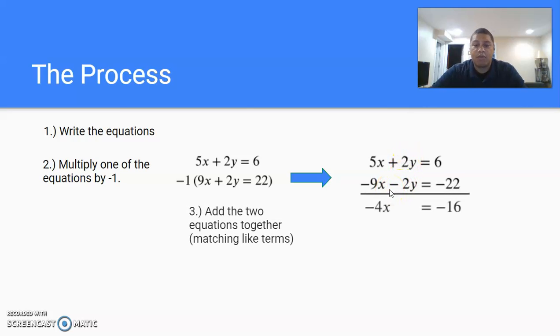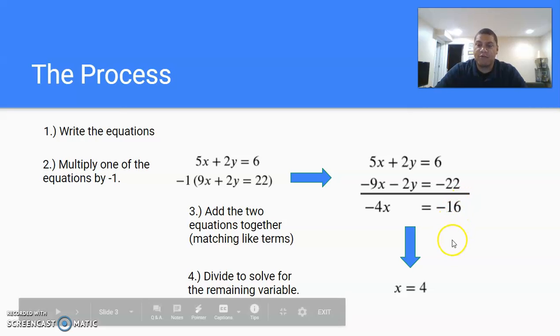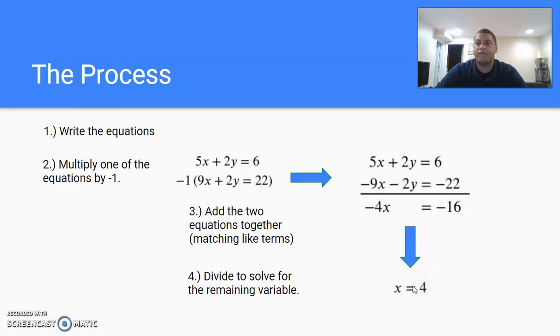So now step 3 is just like step 2 from yesterday, right? Add the two equations together, match my like terms. So 5x plus -9x is -4x. And 2y plus -2y is 0, so it goes away, hence the blank spot. And 6 plus -22 is -16. We're in business, okay? Last step, divide to solve for the remaining variable. Divide both sides by -4, I get positive 4. -16 divided by -4 is positive 4, okay?